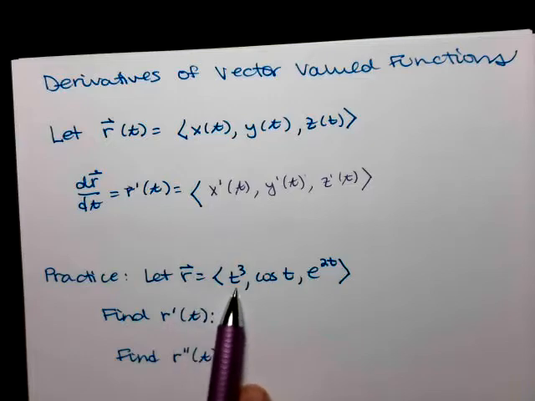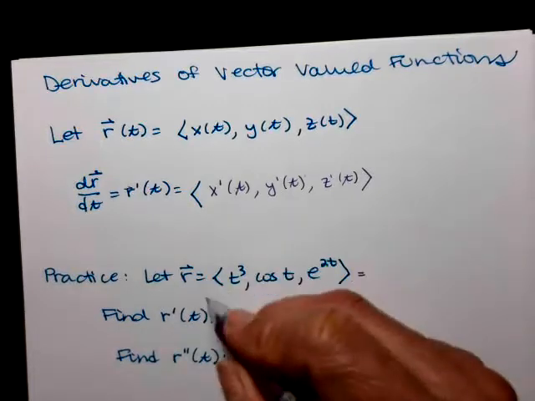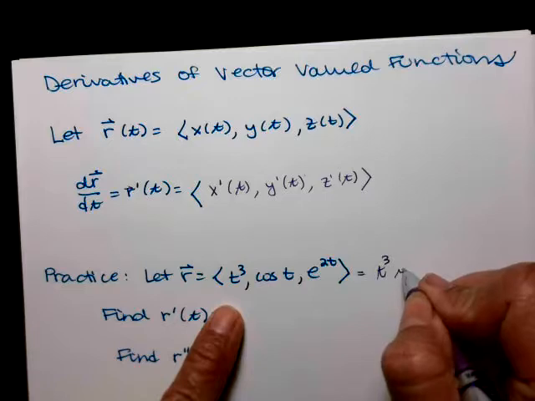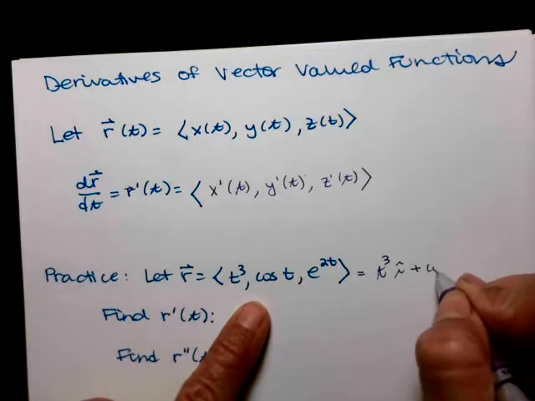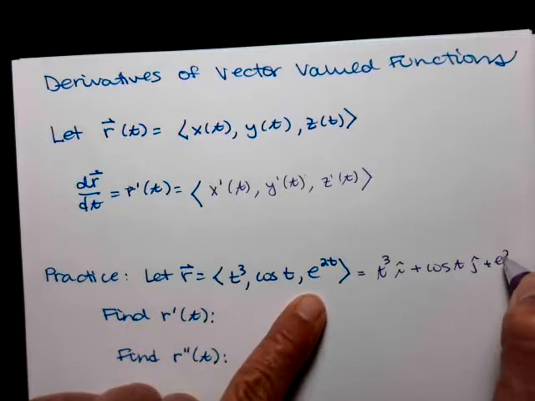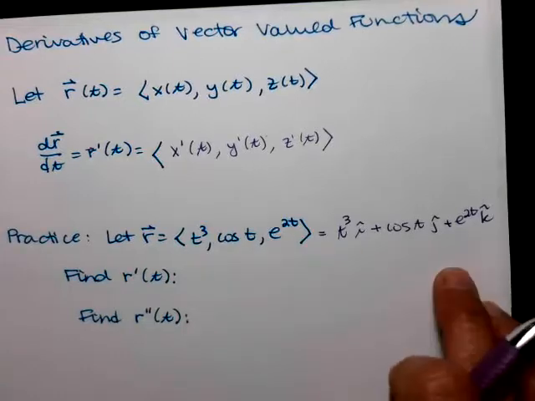So if r is t cubed, cosine t, e to the 2t. And you know, I keep writing these right in the component form. We could write them as t cubed in the i hat direction plus cosine t in the j hat direction plus e to the 2t in the k hat direction, right? That's totally fine as well, either way.